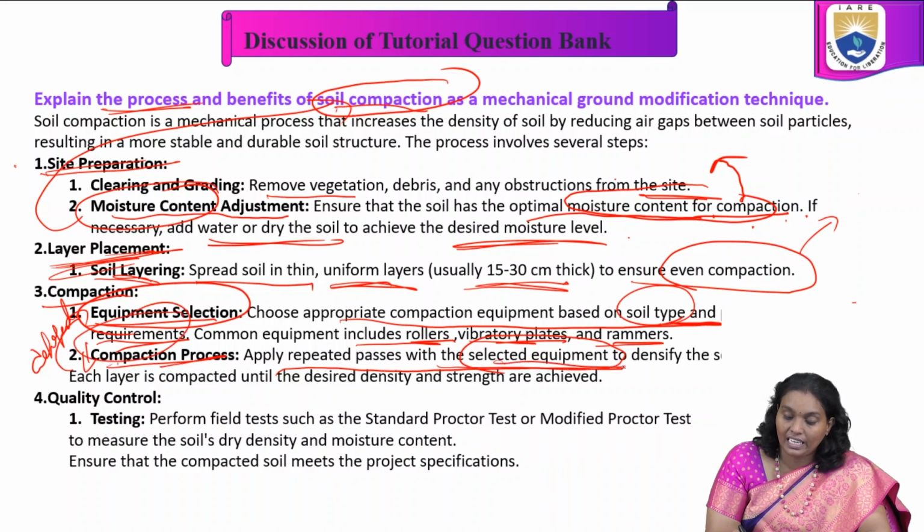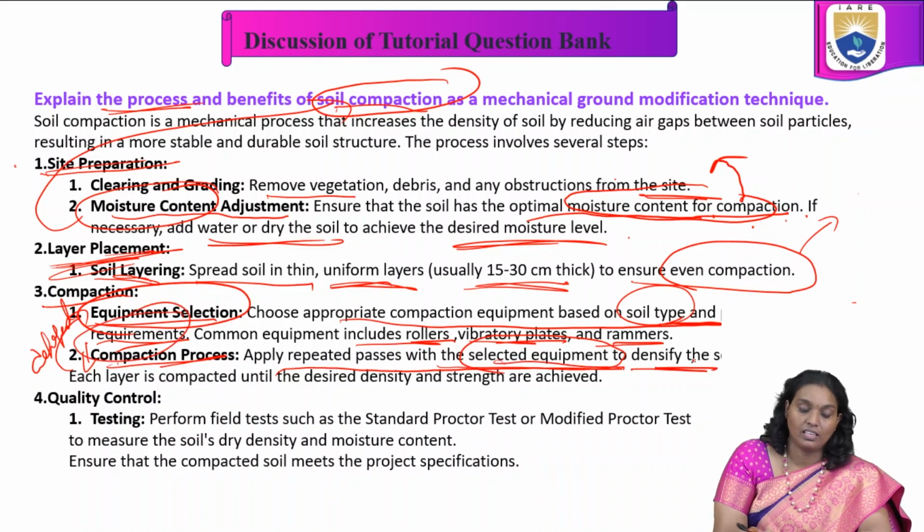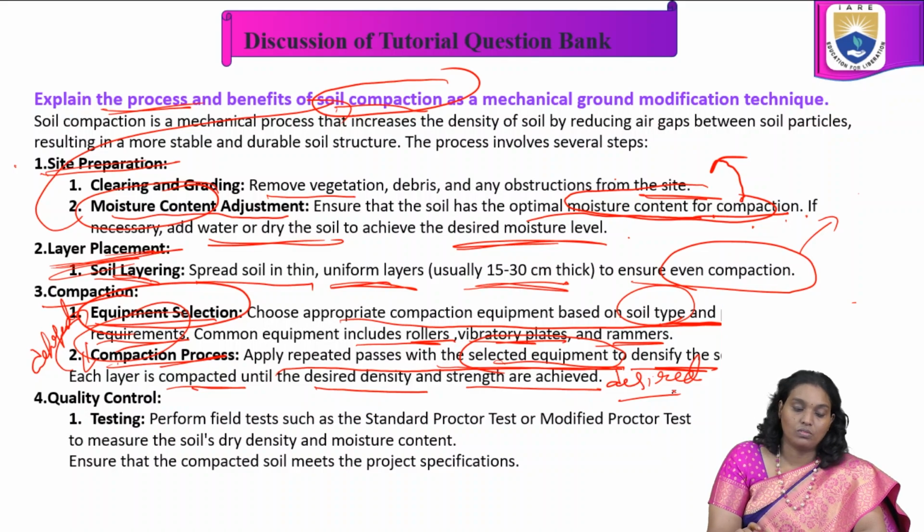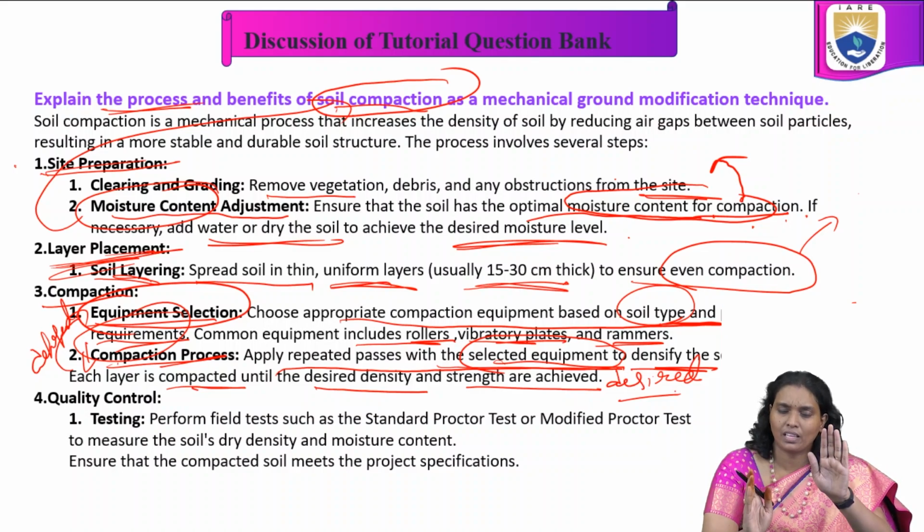So this is selected equipment to densify the soil. Each layer is compacted until the desired density and strength are achieved. So what are the desired properties achieved? We are going to conduct the process. Now, the site is prepared as per the compaction requirements. We are involved in the steps.